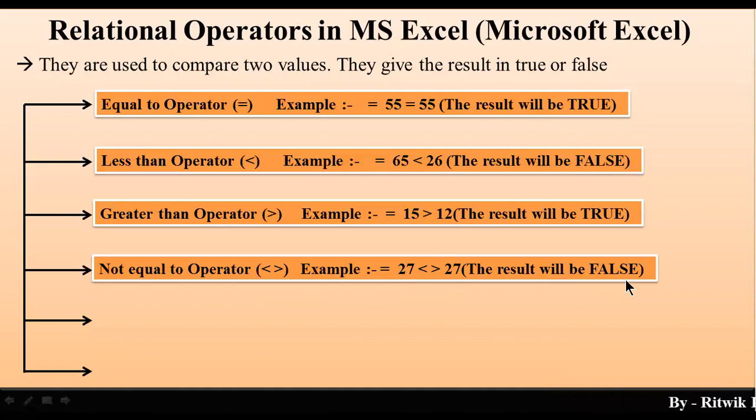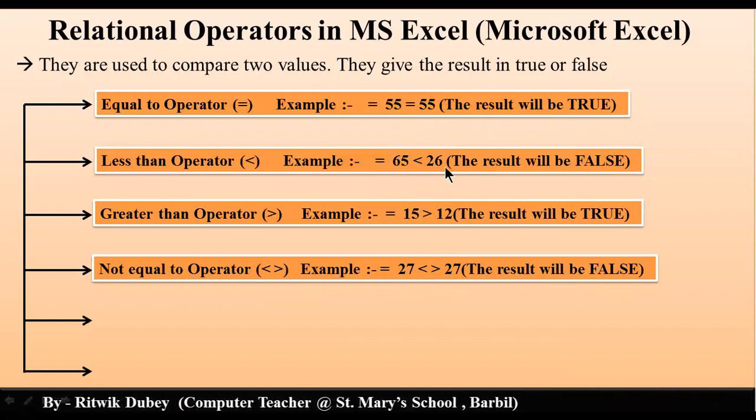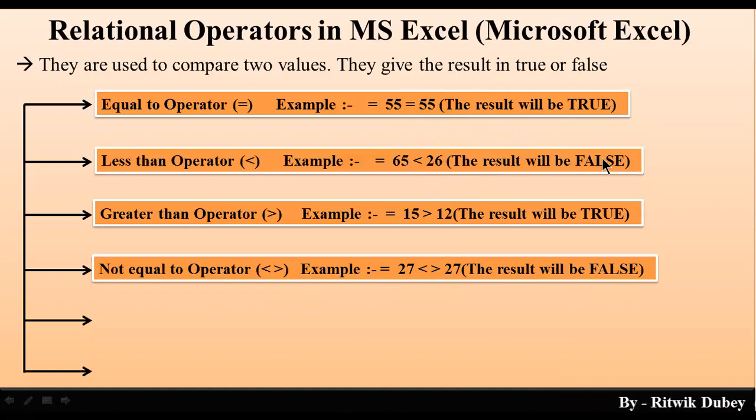It will give false. So if that statement is correct, we get true as the output. If that statement is wrong, then we get false as the output. It is as simple as that.